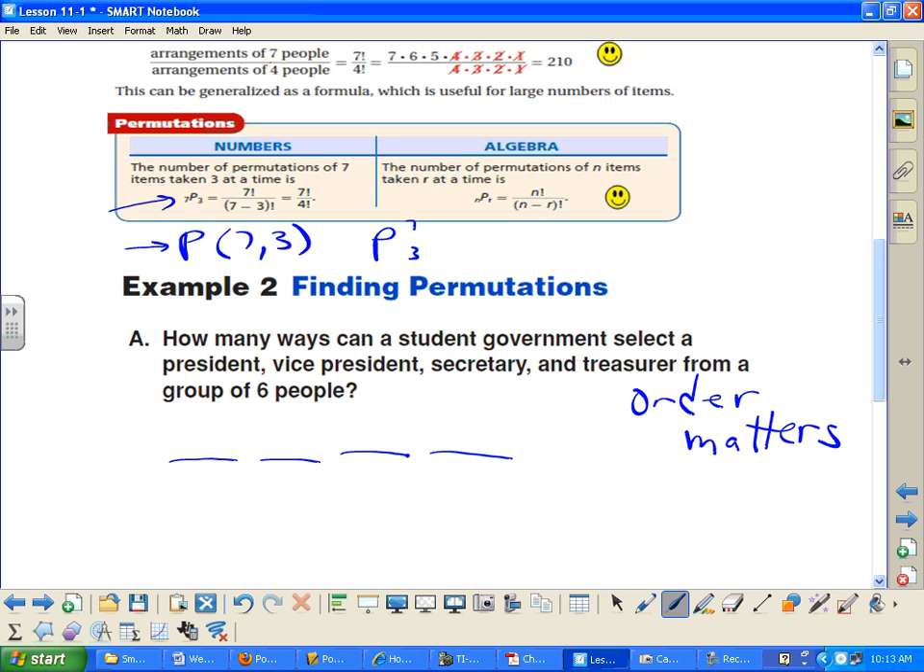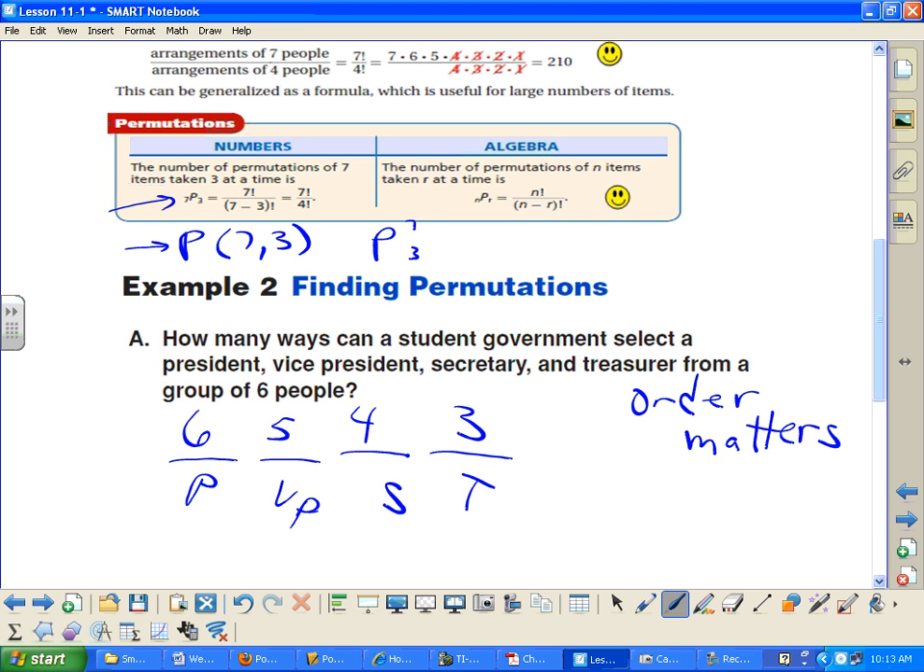And since order matters, it's a permutation. Well, we could do it this way. I have 6 people to choose for my president. Well, once I chose one person for the president, can he be the vice president? No. So now I have just 5 people for the vice president. Then I'll have how many people left for secretary? 4. And then for treasurer, 3.